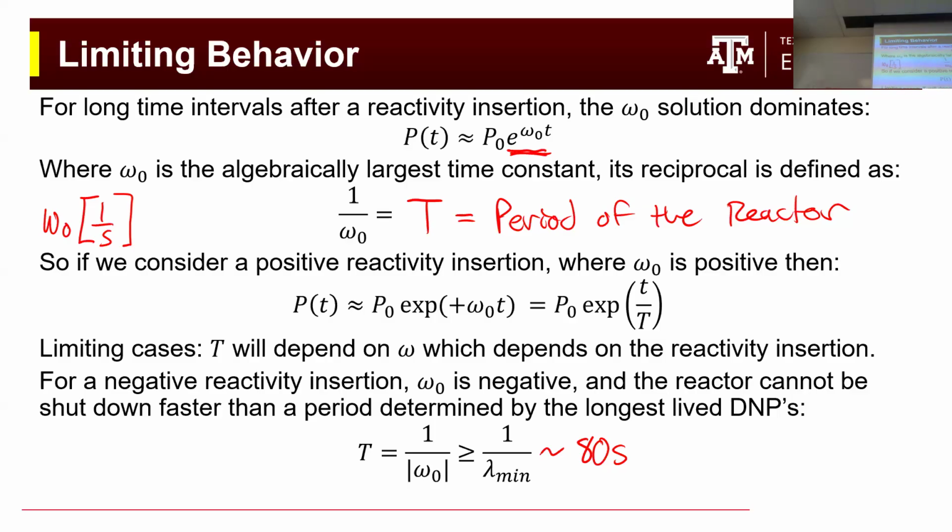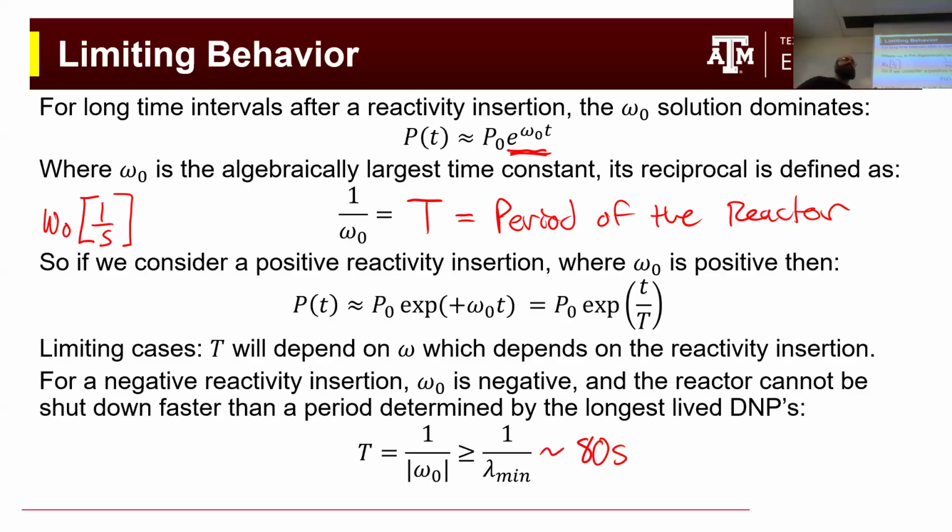Whereas if your insertion was negative, then it would have a little bit of a prompt drop, followed by an exponential decay. So that would be if rho was negative. Yeah, that's how I think about it. Just a little instantaneous change in whichever direction my reactivity swing was. Okay, thank you. You're welcome.